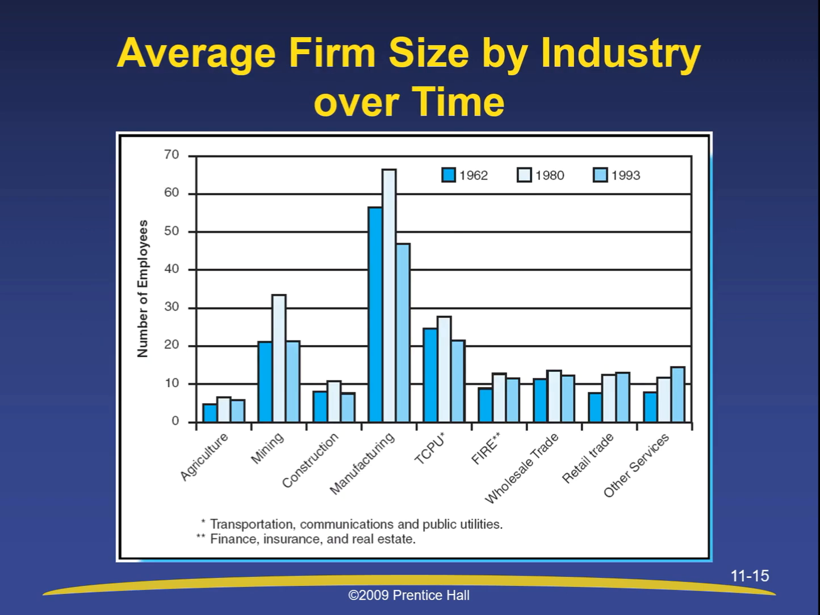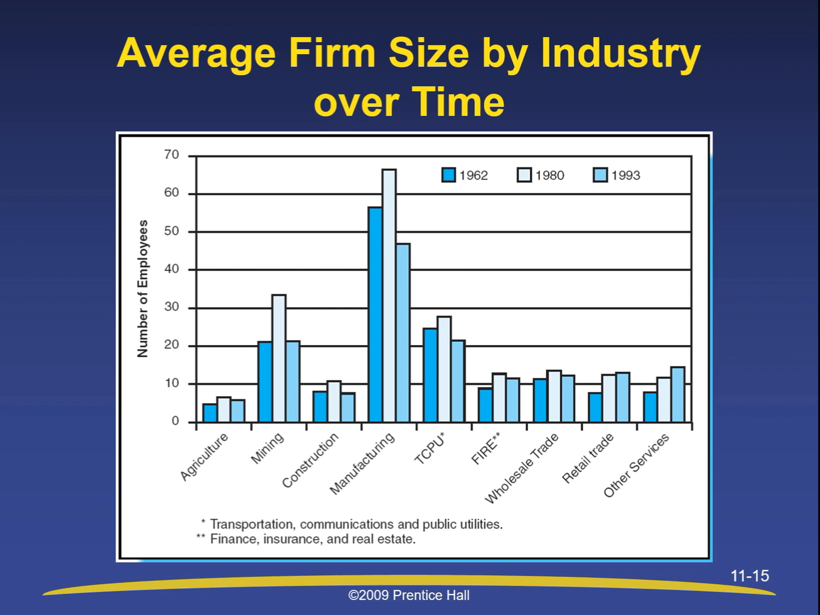Average firm size per industry over time. Looking at the y-axis on the left, we have number of employees ranging from 0 to 70, and on the x-axis at the bottom, we have company sectors such as agriculture, mining, construction, manufacturing, transport, communication, and public utilities. We have FIRE, wholesale trade, retail trade, and other services.